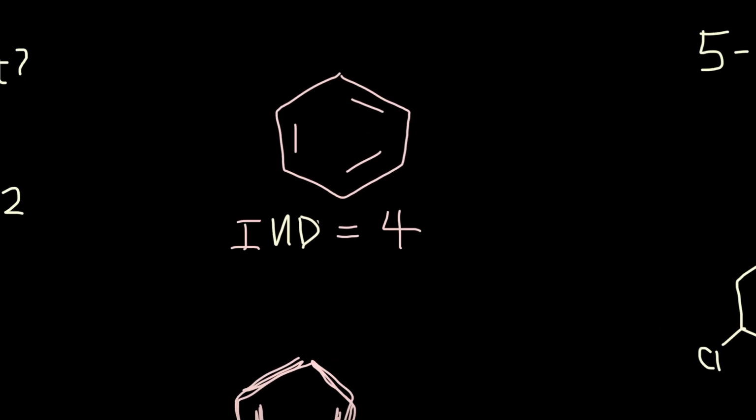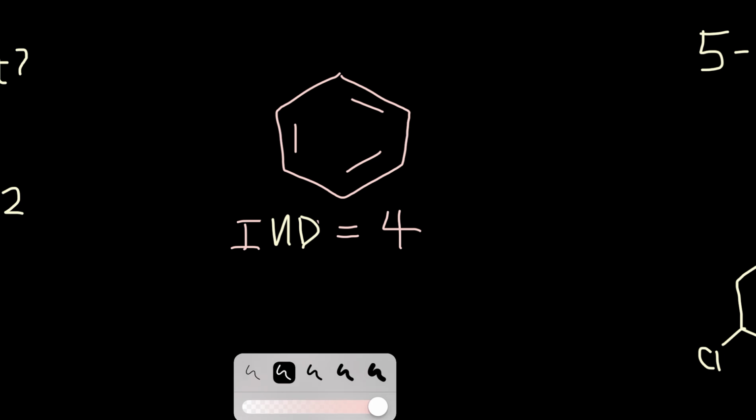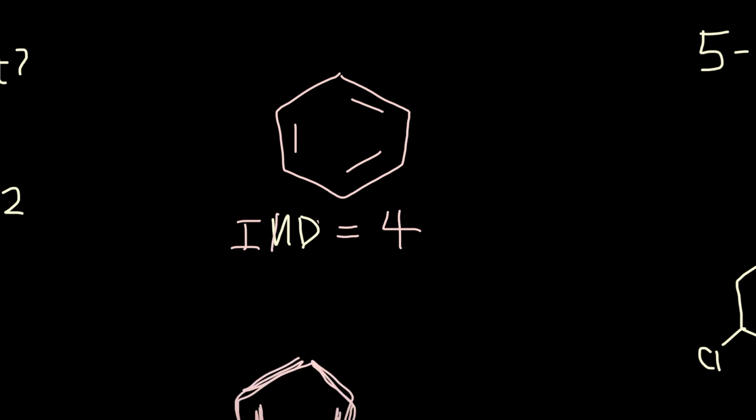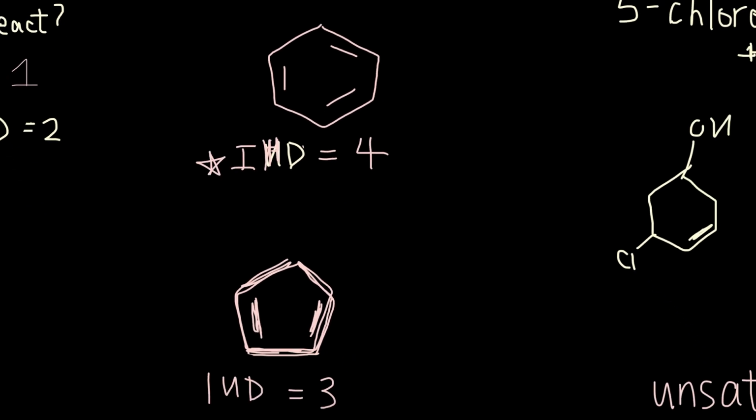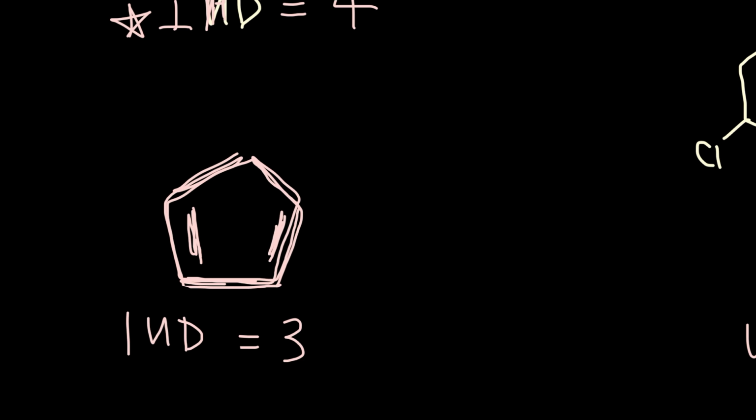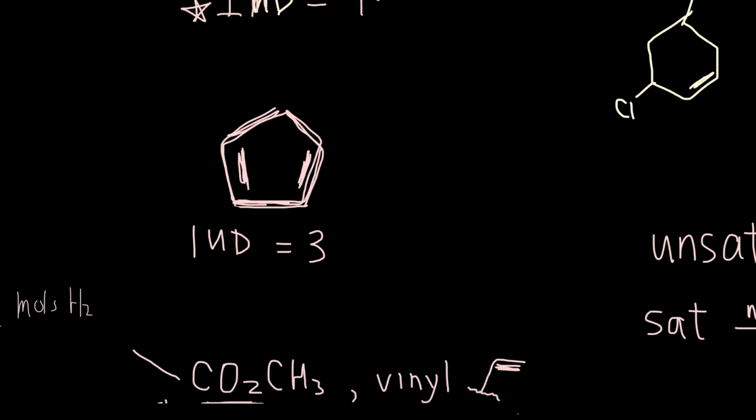Now, some very important notes is that a benzene has an IHD of 4. Super important. And in this sample problem, it's easy to just count the double bonds. But remember to count the ring. So there is an IHD of 3 here.